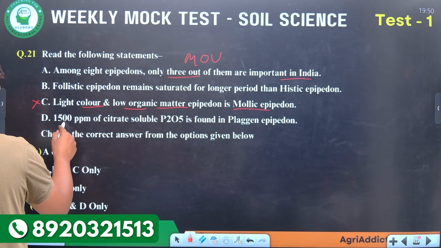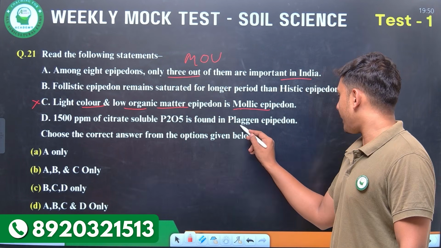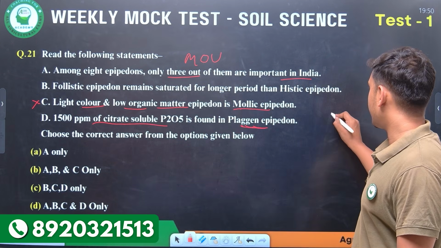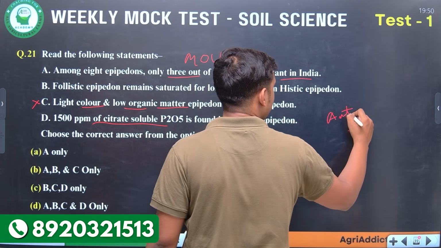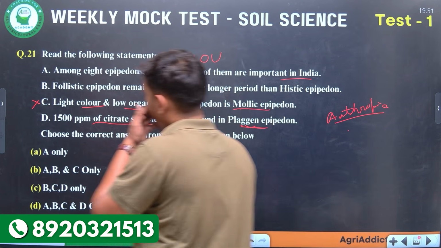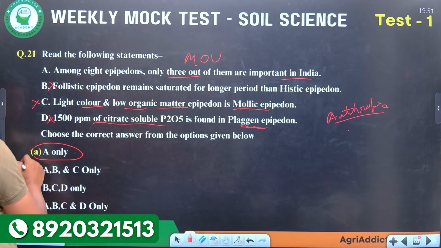So the next is 15,000 ppm of citrate soluble P2O5 in plaggen. No, this is also wrong. This information is true for the anthropic epipedon. Okay. So all the B, C and D are wrong. So only A will be correct. So this answer will be correct.